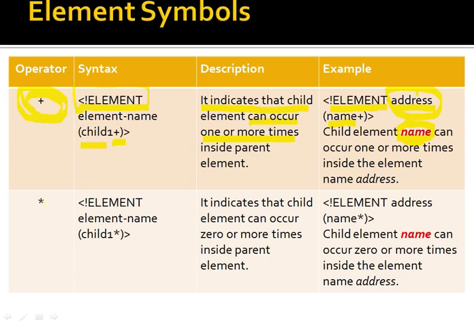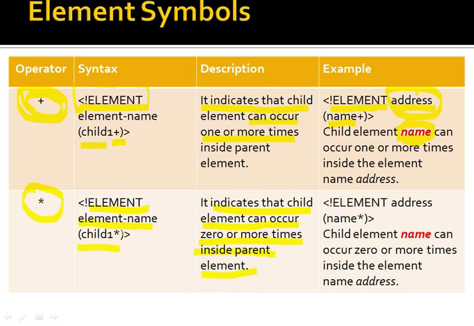And the next symbol is an asterisk. So what does it tell the parser? The syntax is the keyword element, then the root element name, then the child element. Here I have the asterisk symbol. It indicates that the child element can occur 0 or more times inside the parent element.